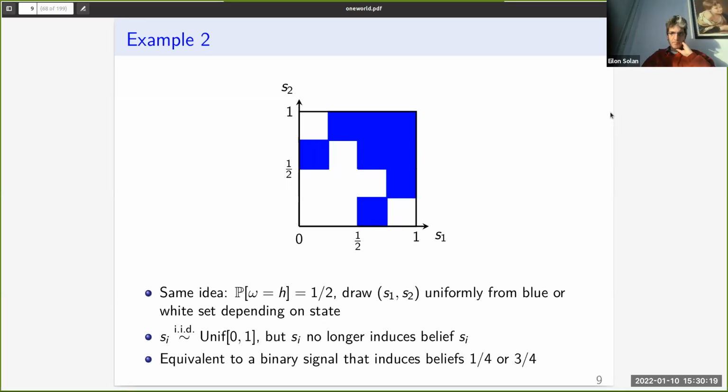Okay. So imagine that both players have a binary signal, with belief Q or 1 minus Q. You can't have Q equal to 1. It turns out that the highest possible Q you can have is 3/4.